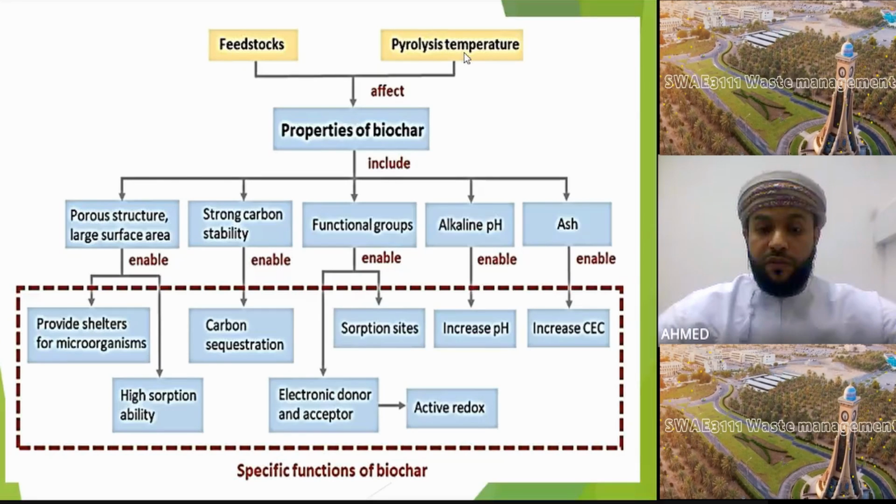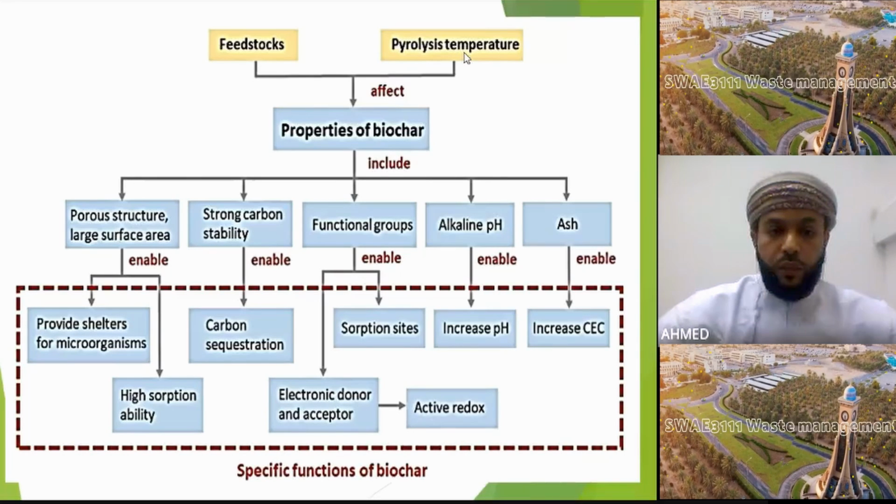For example, the porous structure will provide shelter for microorganisms. It will be a very good condition for the organisms, and also it will increase the sorption. And when we make stable carbon, of course, it will enhance carbon sequestration. Even for the functional groups, the electron exchange capacity, it will increase electron donors and acceptors. Of course, it will also lead to active redox. Also, it will enable the sorption sites.